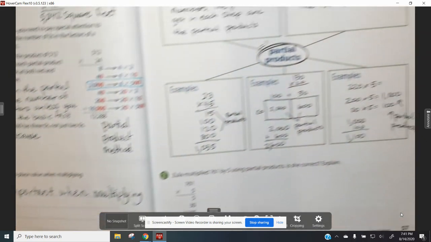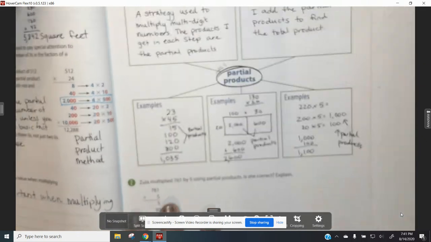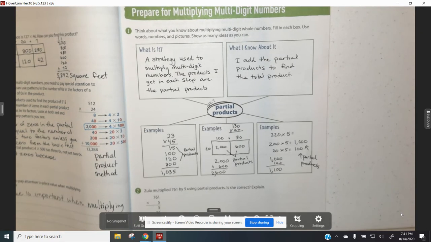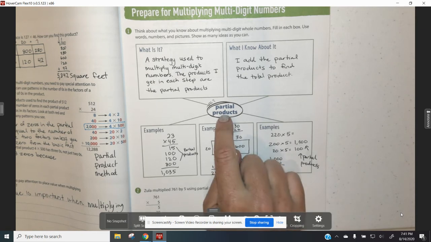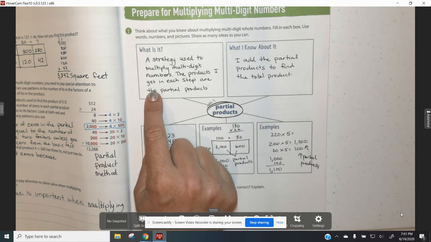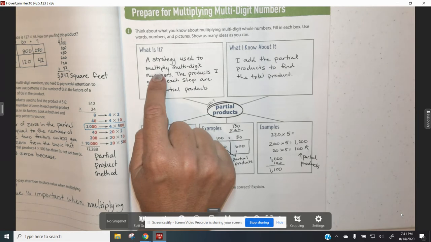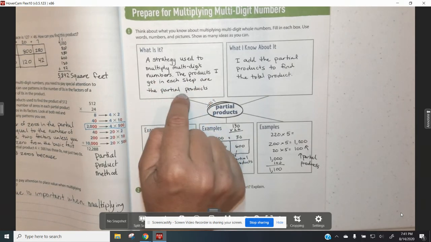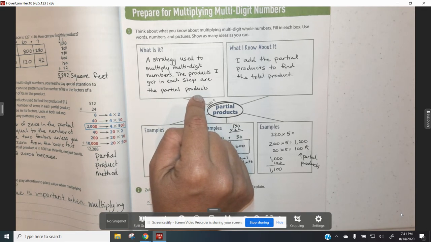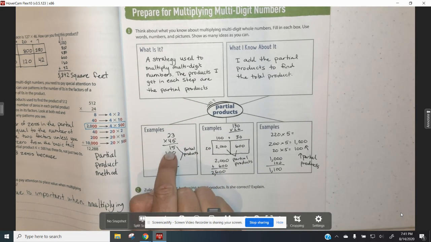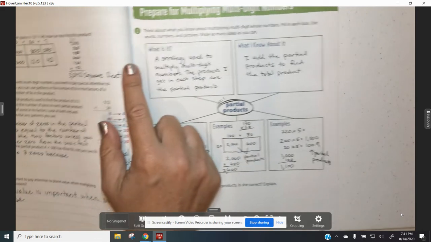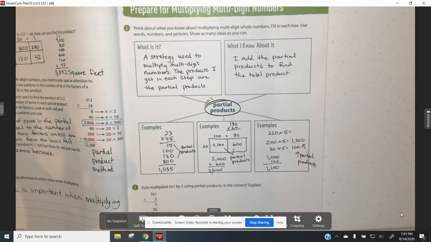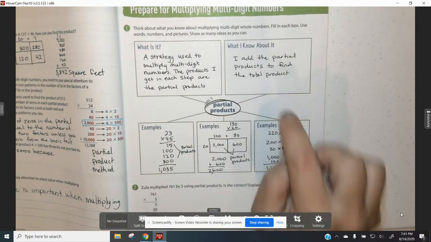We're going to go ahead and go to page 57, and we are going to look at the vocabulary word for this lesson. The big vocabulary word today is partial products. So partial products are a strategy used to multiply multi-digit numbers. The products I get in each step are the partial products. So remember, each step you go, you get some partial products. You've got partial products here, you've got partial products here. A partial product is like part of an answer.